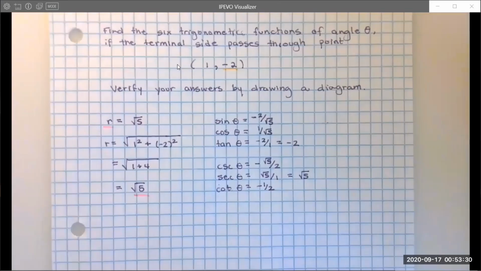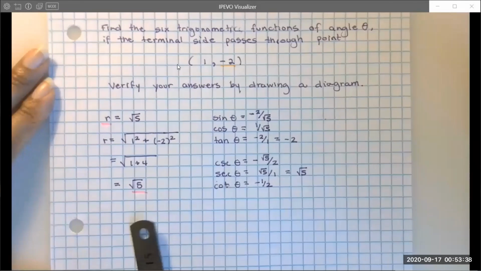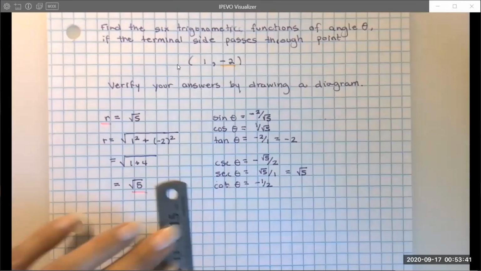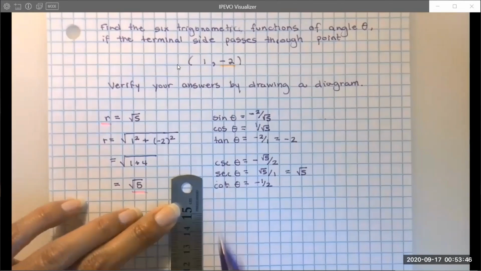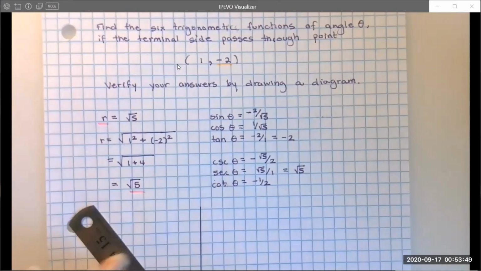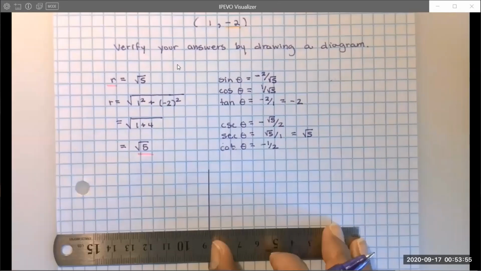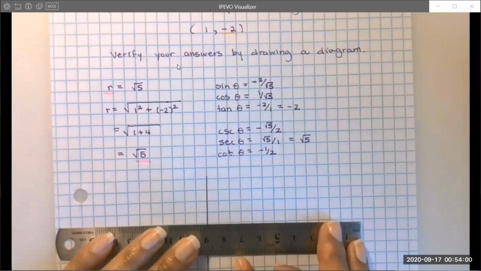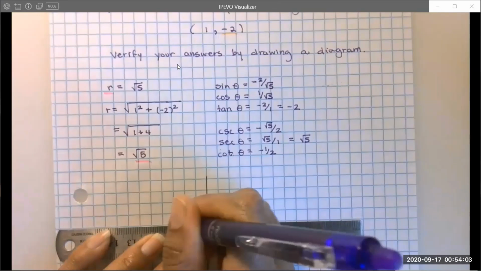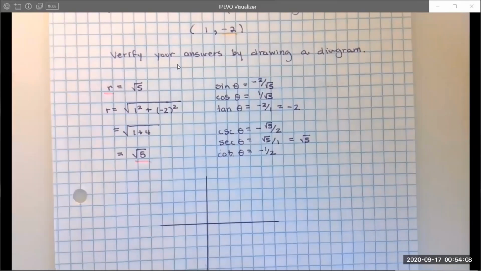So it's cotangent. Let's draw the diagram to verify that it agrees with the first definition that we learned. In this case, we'll have a 1 and negative 2. So that would be in which quadrant? Well, not quite. Fourth quadrant, because the x is positive, so we will be moving to the right, and then the y is negative, so we'll be going down after that.